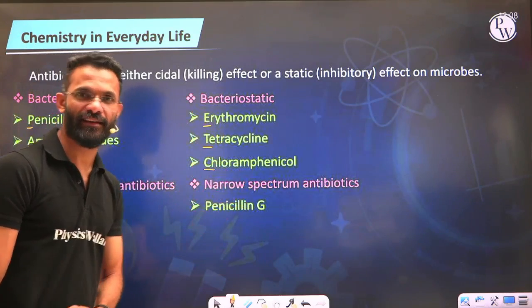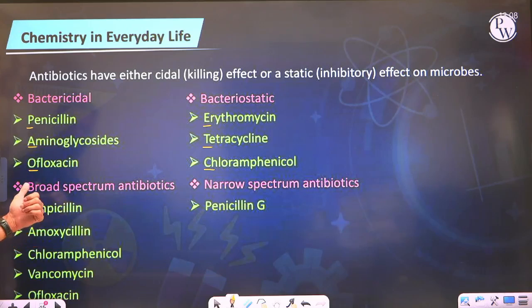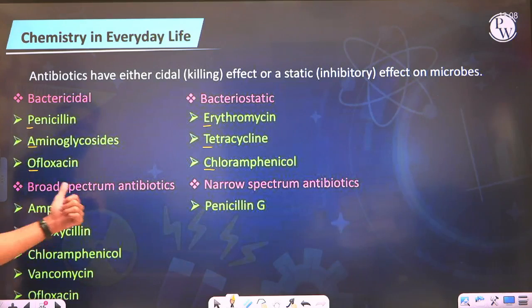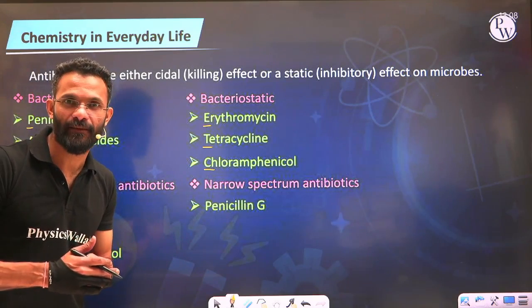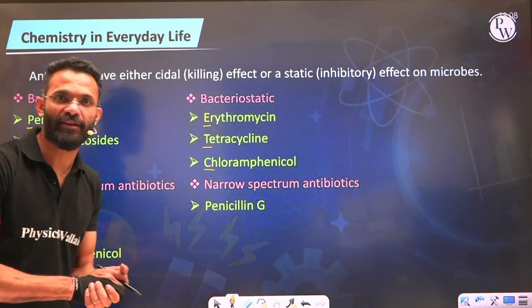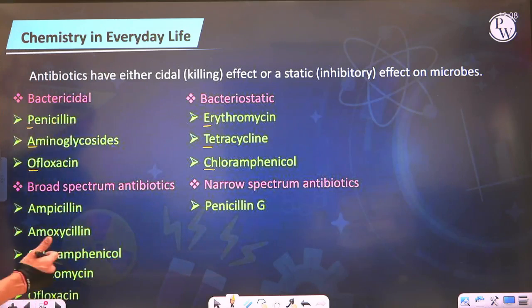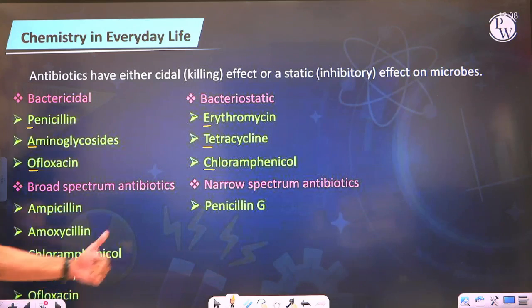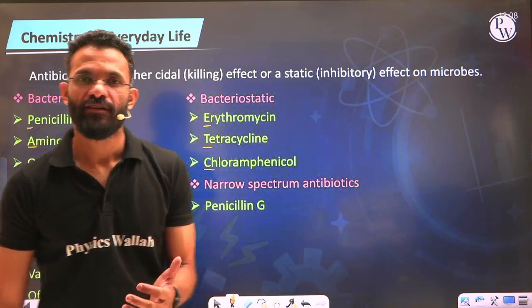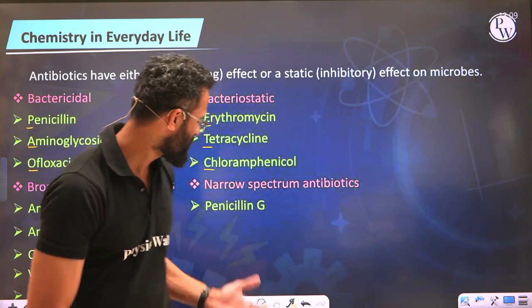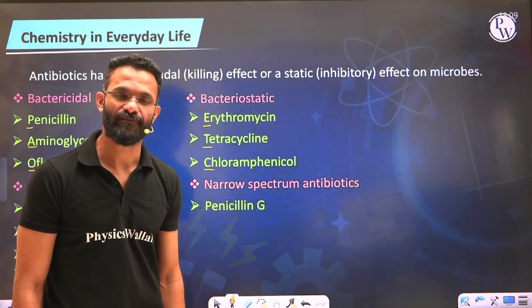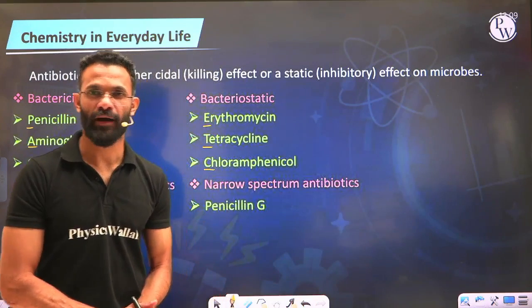Second way of classifying these antibiotics is broad spectrum antibiotics. Like I said, broad spectrum antibiotics are those which function against gram positive as well as gram negative bacteria, and the examples are ampicillin, amoxicillin, chloramphenicol, vancomycin and ofloxacin. Whereas narrow spectrum antibiotics are the ones which are effective against either gram positive or gram negative, and the example is penicillin G. That was all about antibiotics.